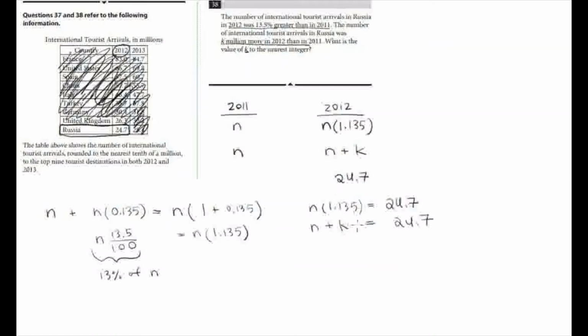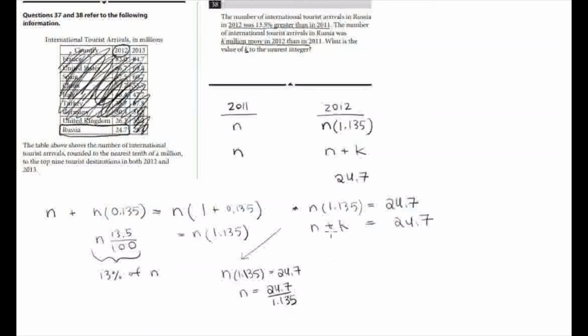Of course, we are concerned with k, so the first thing that we're going to do is solve for n. We're going to solve for n using this equation here, so let's do that just over here to the side. We have n times 1.135 is equal to 24.7. So then n is going to be 24.7 divided by 1.135.